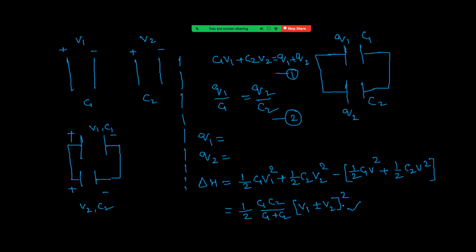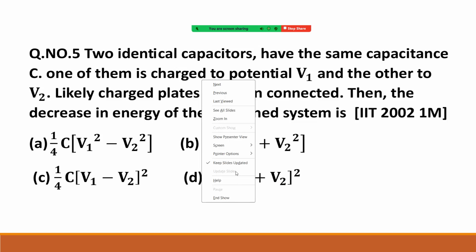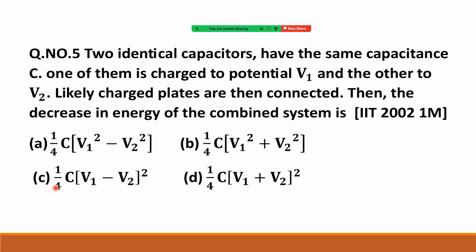Now in this problem, we are given the same capacitance. So C1 equal to C2. Then see what is the answer. Half C into C by C plus C, right? It becomes C by 2. Okay? C into C by C plus C becomes C by 2. Connecting plus to plus, minus to minus, that is what is mentioned in the question. Right? That's why it is (V1 minus V2) whole square. Loss is less. That is now our answer. Okay, so keep this point in mind, because we use that result frequently. So the answer is option C, right? C by 2 (V1 minus V2) whole square.